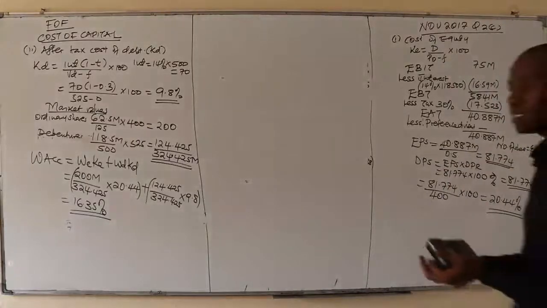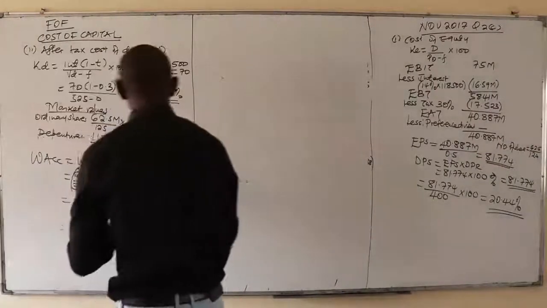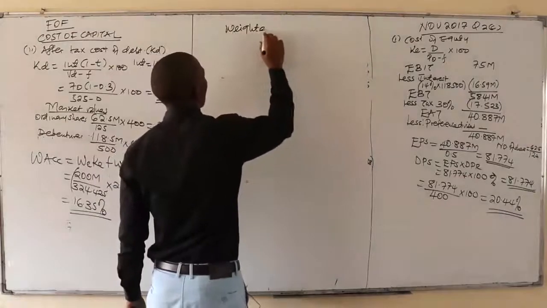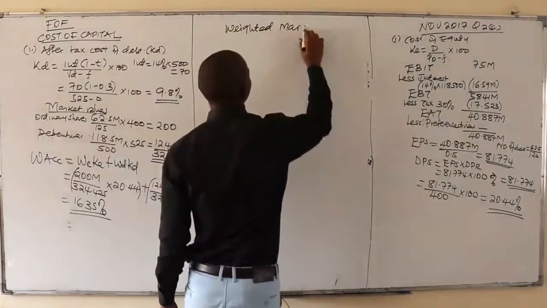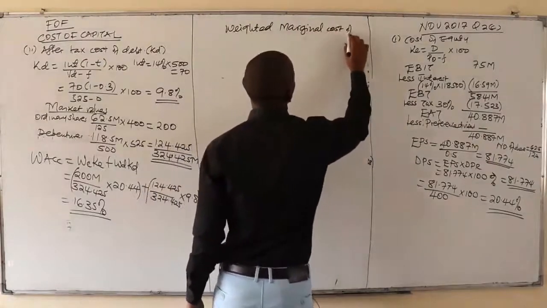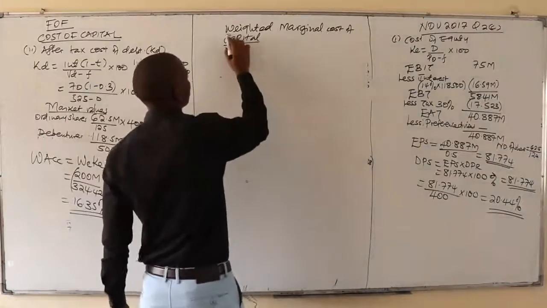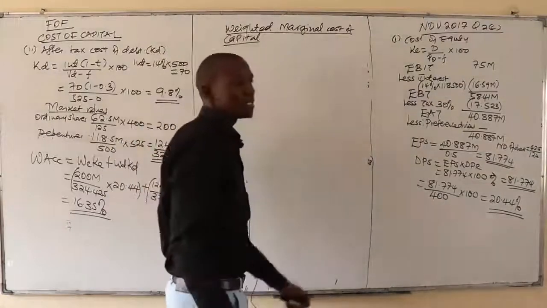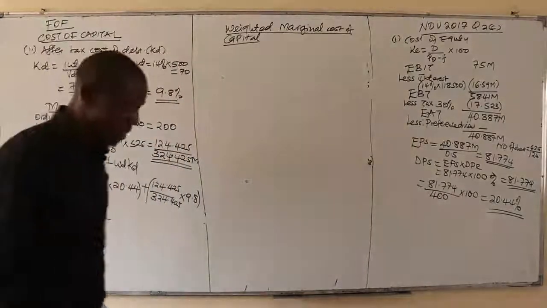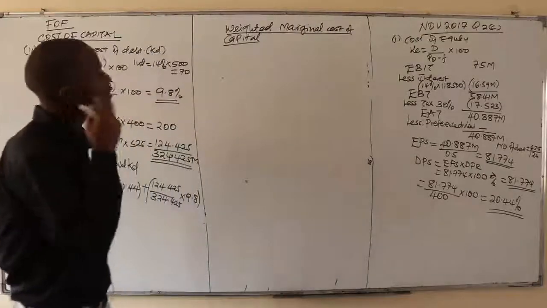So the last area is now the weighted marginal cost of capital. Now, the weighted marginal cost of capital is the cost of capital that is used in evaluating new projects. In this case, we normally use the amount to raise in order to finance such a given project.